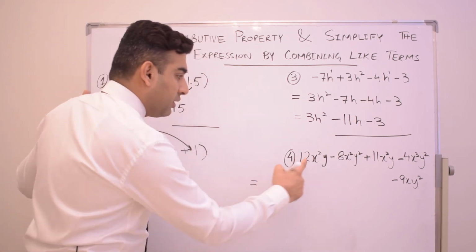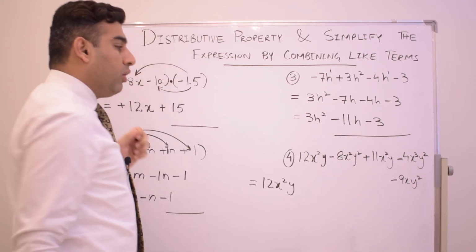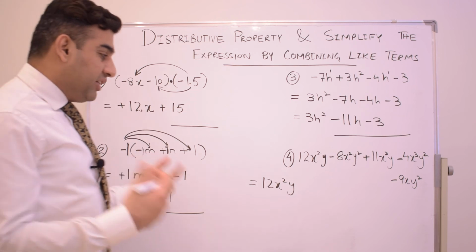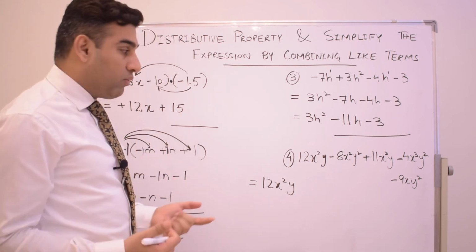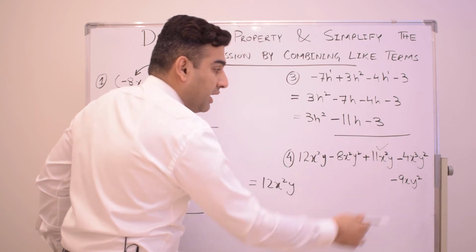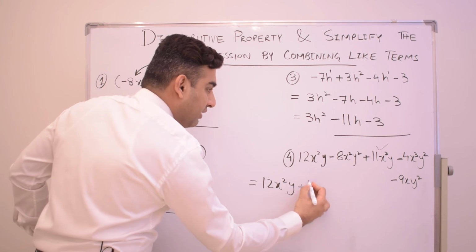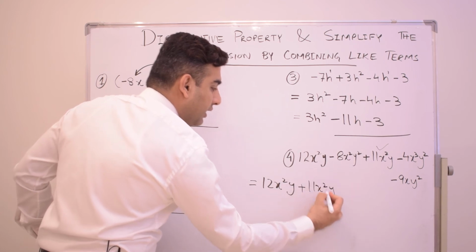So here, first I will write 12x square y. Now guys, check in all the remaining 4 terms, is there any term containing x square y? X square y square, no. X square y, yes, this one. And x square y, there is no other. So I will write plus 11x square y with it.